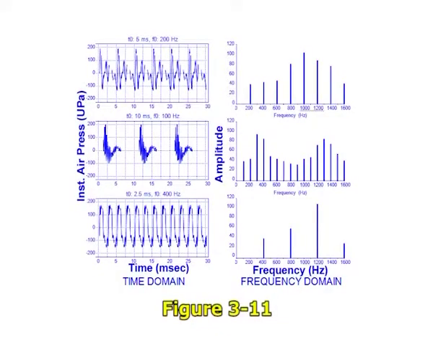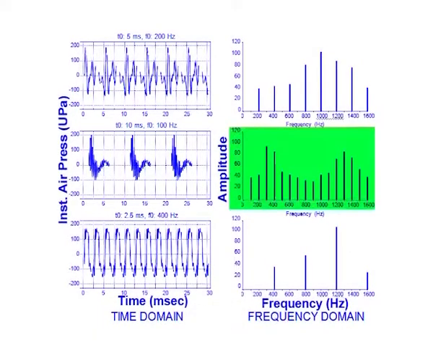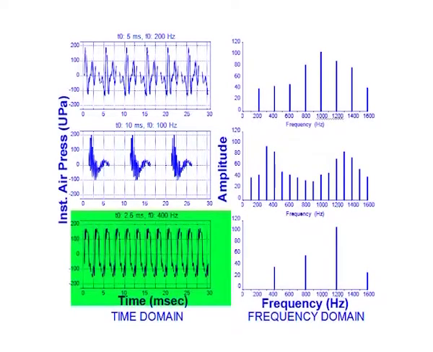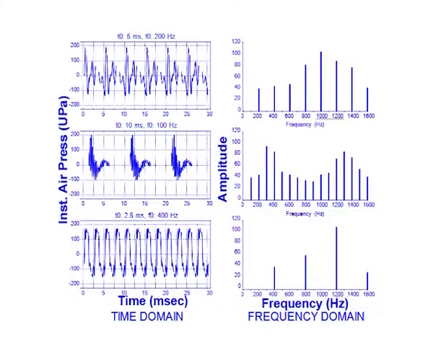So, when fundamental frequency is low, harmonics will be closely spaced, and when fundamental frequency is high, harmonics will be widely placed. This is clearly seen in Figure 3.11. The signal with the lowest fundamental frequency, 100 Hz, the top signal, shows the narrowest harmonic spacing, while the signal with the highest fundamental frequency, 400 Hz, the bottom signal, shows the widest harmonic spacing.